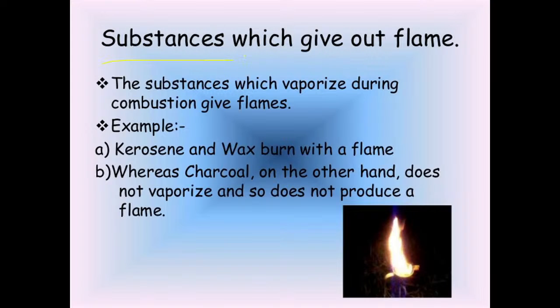Substances which give out flame. Now, flame is different from burning and heating; this talks only about flame. Flame is produced when substances vaporize during combustion, like kerosene and wax. You know the candle, right? It has wax. The wax melts, and due to the burning, it vaporizes and produces flame.